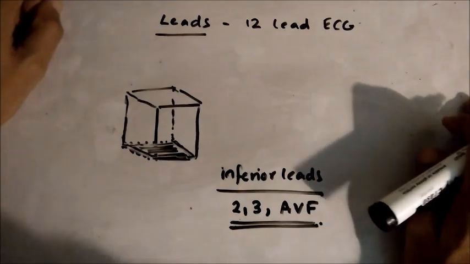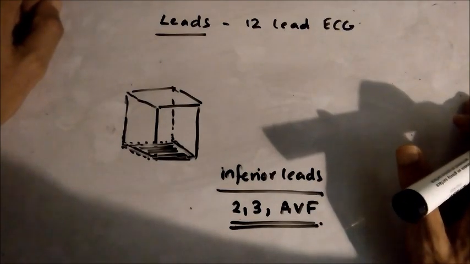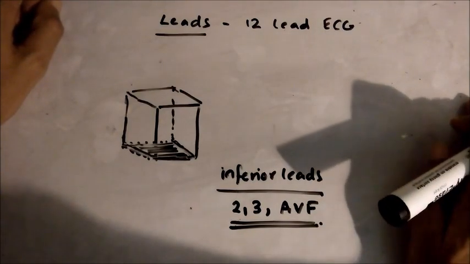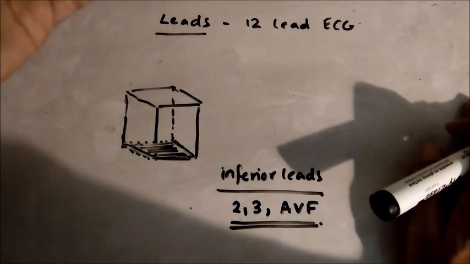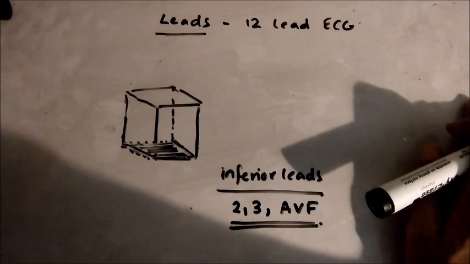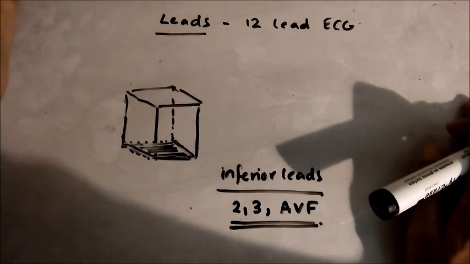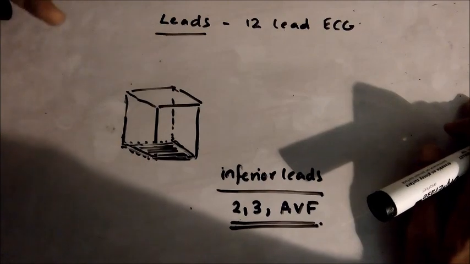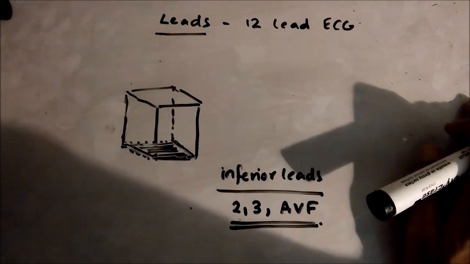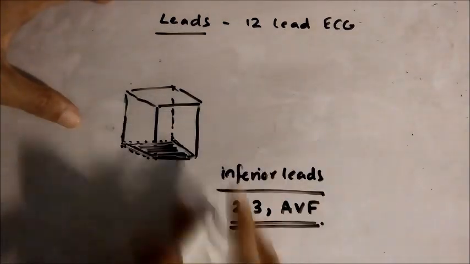So sometimes a person can have a myocardial infarction, and the myocardial infarction could involve either the lateral wall or the anterior wall, and in many cases it involves the inferior wall. So in order to see whether the inferior wall is affected by the myocardial infarction, we look at these inferior leads.